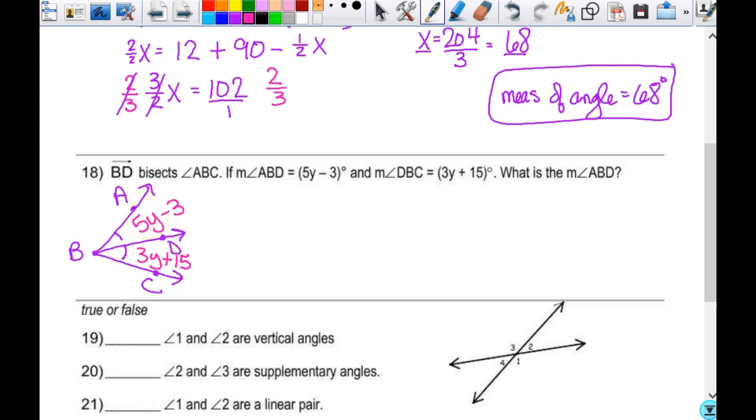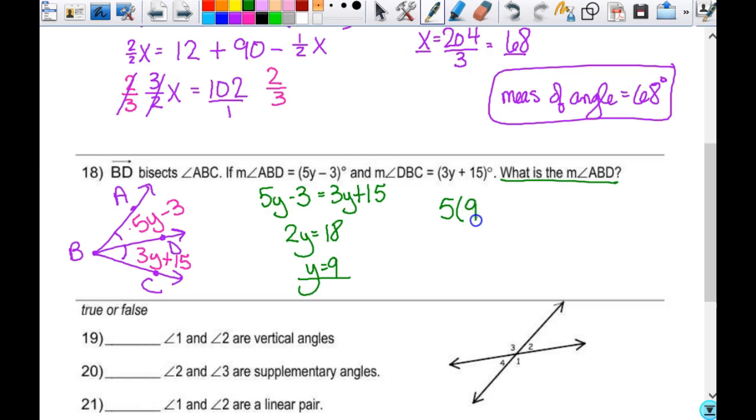Alright, so angle addition postulate says this piece plus this piece equals the whole thing. But I don't have anything to represent the whole thing, so that's not an option. But I do know that these are congruent because this is a bisector, which means I can set these equal to each other. So 5y minus 3 equals 3y plus 15, which is going to give me 2y equals 18, so y equals 9. All right, so I found y, but it's asking me for the measure of angle ABD, so I've got to plug that back in. So 5 times 9 minus 3, so that's 45 minus 3, which is 42. So the measure of angle ABD is equal to 42 degrees.